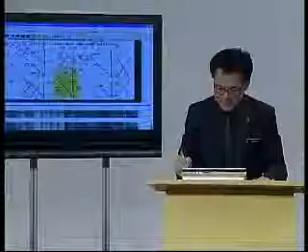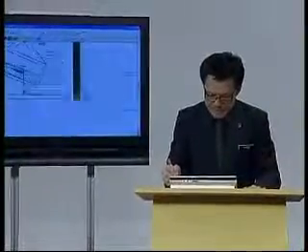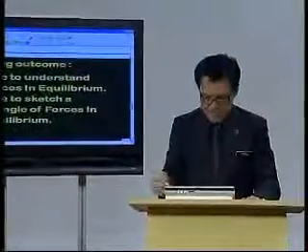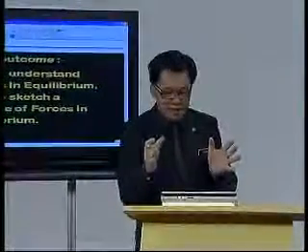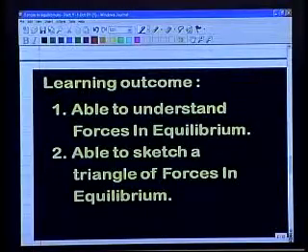So, to summarize it. Now you have learned what forces in equilibrium means. And number two, now you are able to sketch a triangle of forces in equilibrium. You can sketch a diagram showing a triangle of three forces in equilibrium.